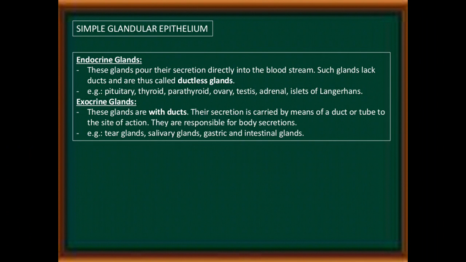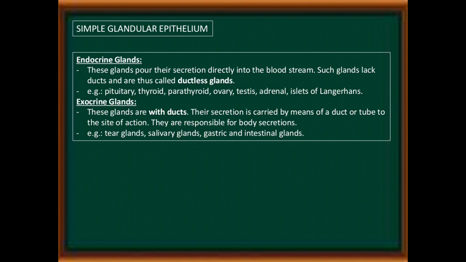Simple glandular epithelium: endocrine glands. These glands pour their secretion directly into the bloodstream. Such glands lack ducts and are thus called ductless glands, means the hormonal glands present in our body. Example: pituitary gland, thyroid gland, parathyroid gland, ovary, testes, adrenal, islets of Langerhans. So these are the glands present in our body which secrete hormones.